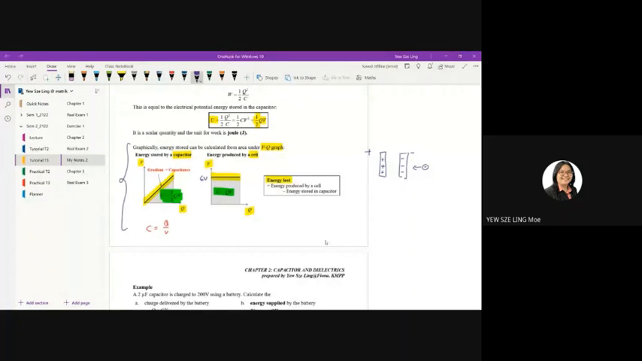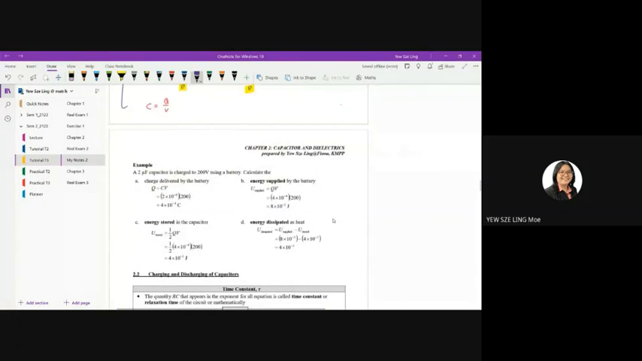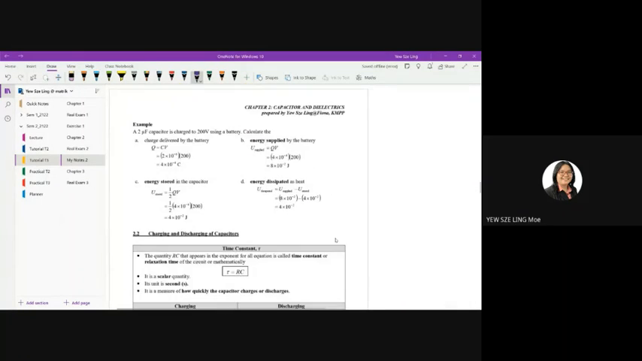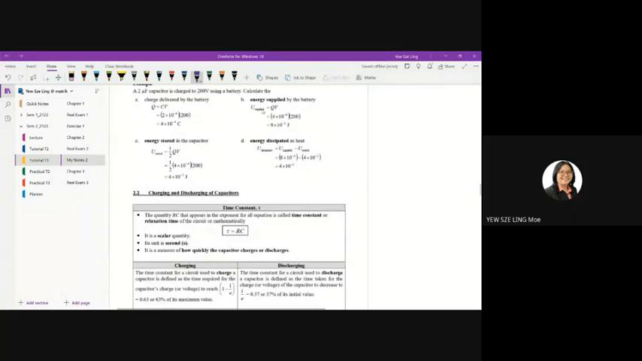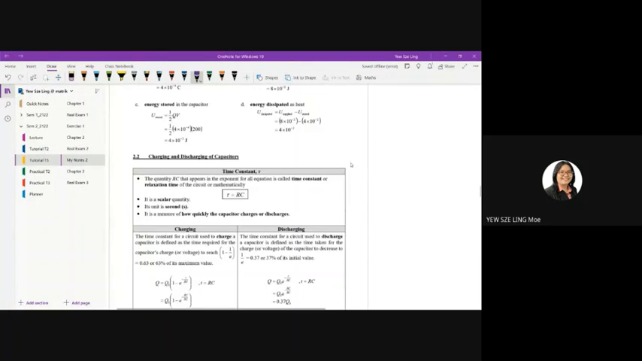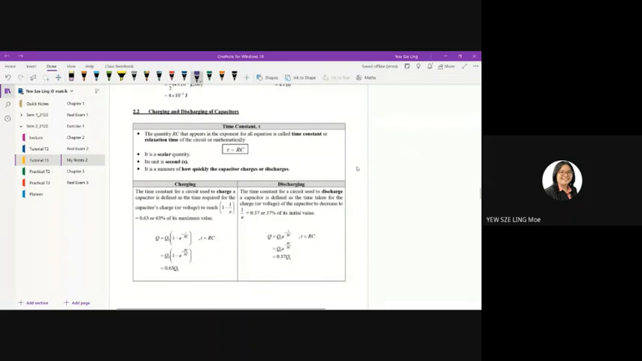So now let's look at the next one. This example, I will just skip it. Basically, it just asks you to calculate energy supplied, energy stored, and energy dissipated as heat. Now, charging and discharging a capacitor. So the time constant is just a mathematical quantity. It tells you the relationship with tau equals RC, and it is the relaxation time. It tells you how quickly the capacitor charges and discharges.